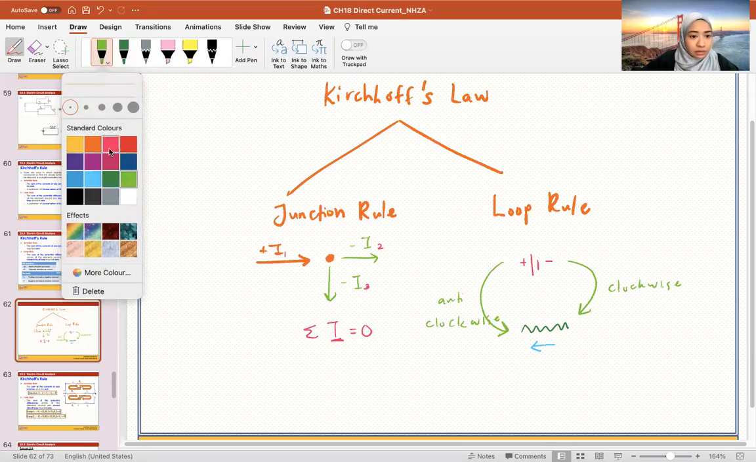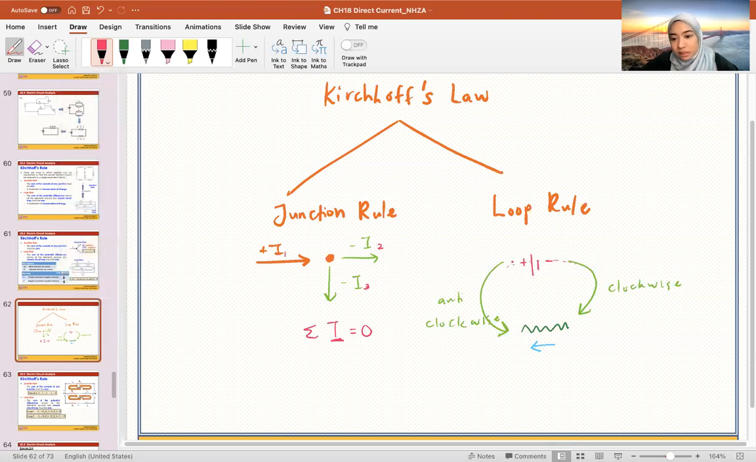So let's do that together. So if I have a clockwise loop, if I extend this loop, I will see the positive terminal of the battery first. So my V, the V for the battery will become positive. Let me write that here, it's positive V. And if I'm using the anti-clockwise loop, I will see the negative terminal first. So my battery becomes negative in my equation. The battery is still just the same battery, but in the equation, it becomes negative.